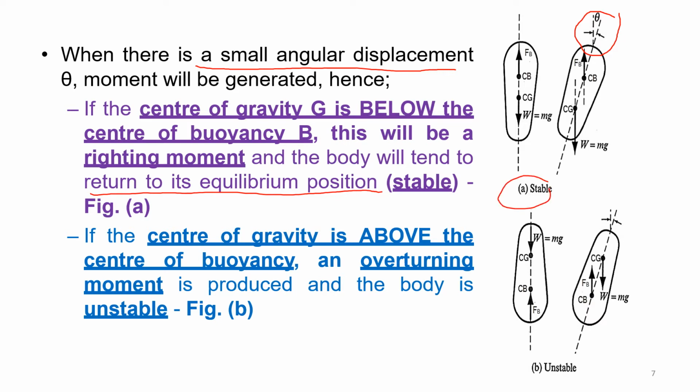Okay, what is the condition for unstable? Unstable occurs when the center of gravity is above the center of buoyancy. Okay, we call it an overturning moment, and the body cannot return to its equilibrium position, and it can collapse. That means the floating body is not stable, it is unstable. Okay, we can see here when CG is above the CB. So when it is tilted, it will collapse.